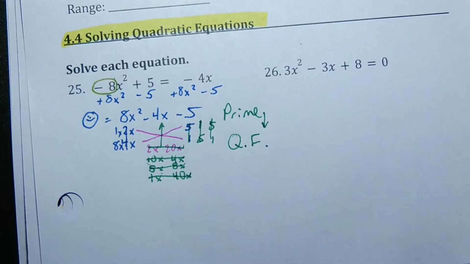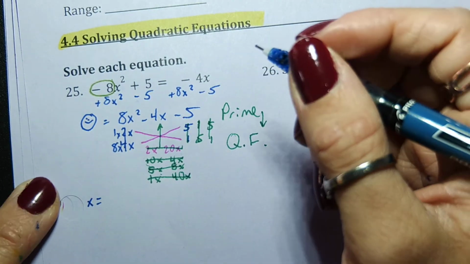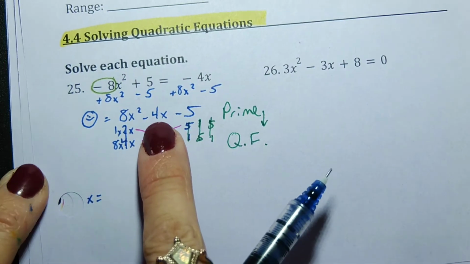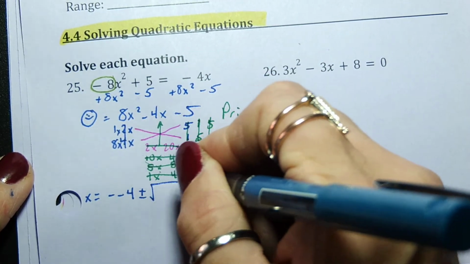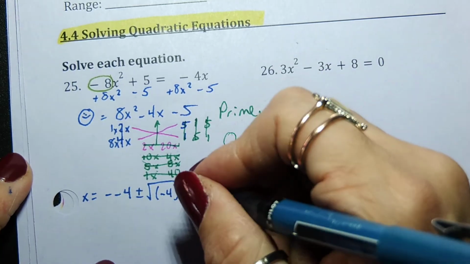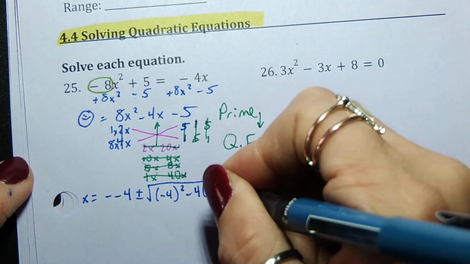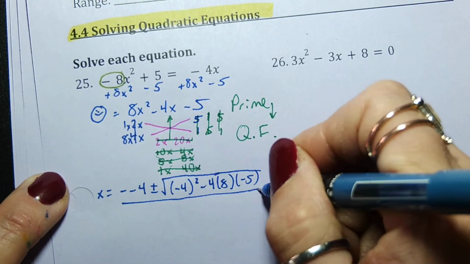So I'm going to be plugging in simultaneously while singing the song. X equals negative b. Make sure you're using standard form. So negative negative 4 plus or minus square root of b squared, parentheses around that, negative 4, minus 4, 8, negative 5, all over 2 times 8.